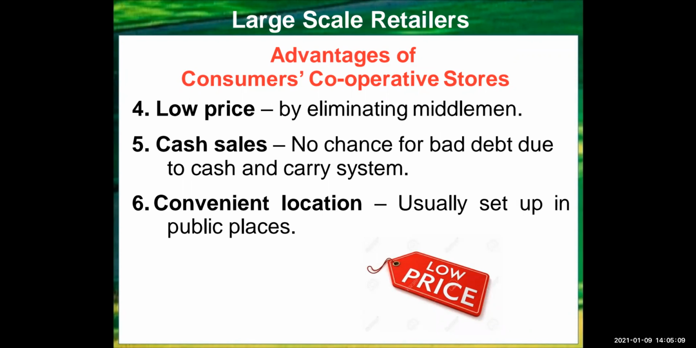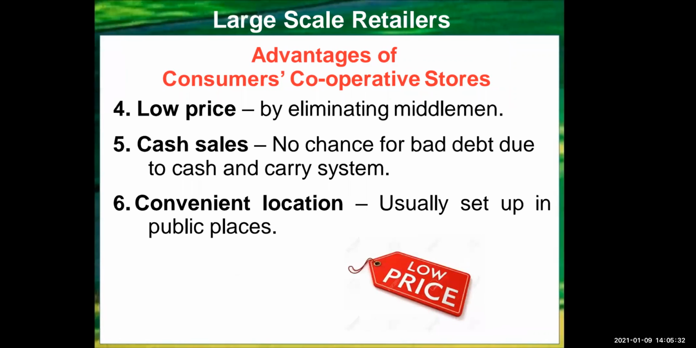Another advantage is low price. By eliminating the middlemen, they can reduce the cost of selling and cost of production. And there is no chance of bad debt due to the cash and carry system, as these consumer cooperative stores do not provide the commodity on credit basis. And usually these stores are set up in public places.